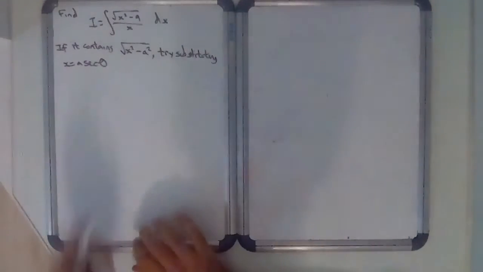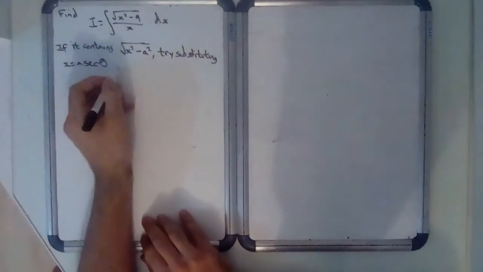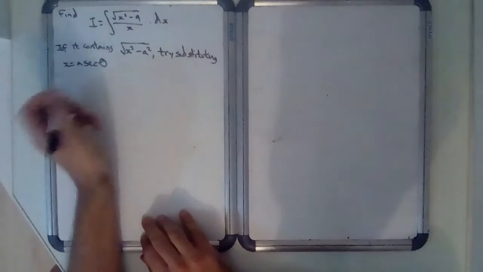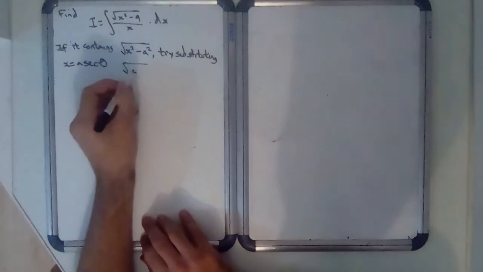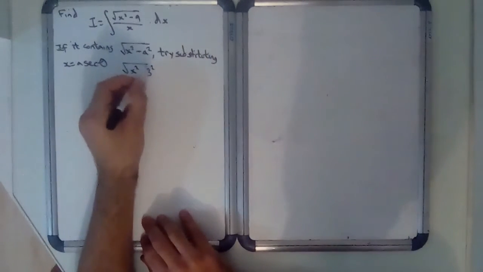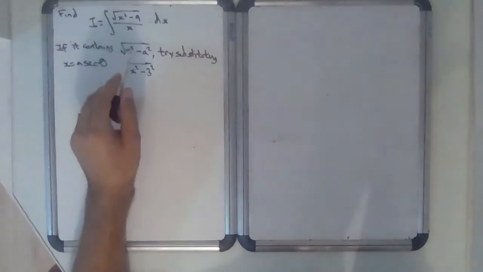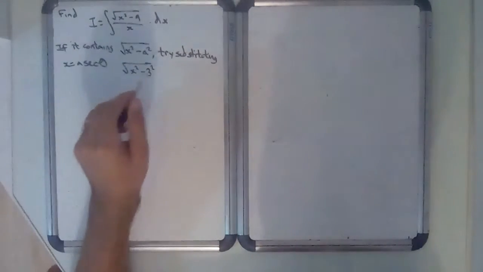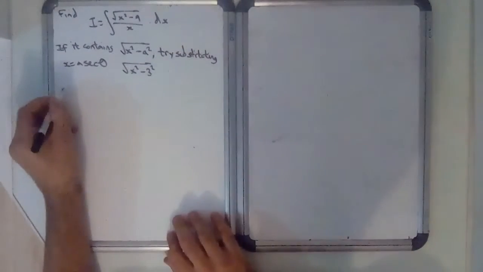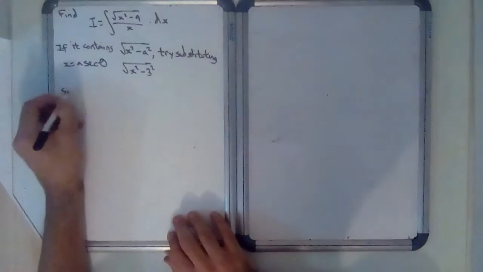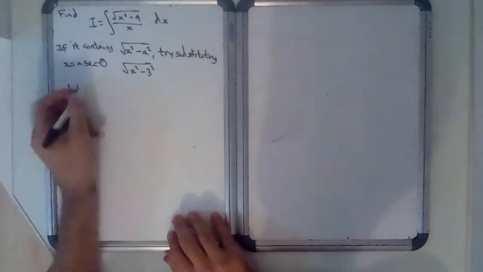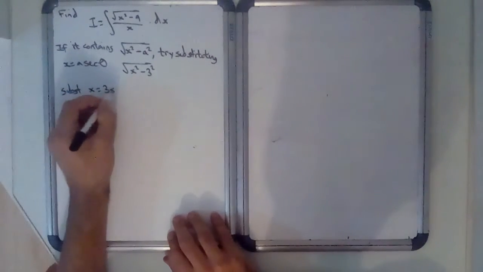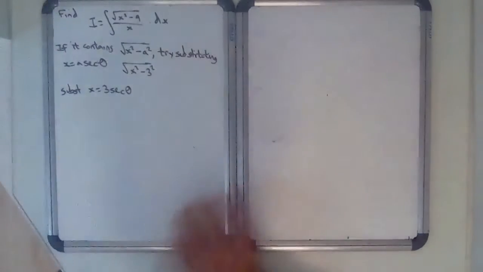Here, at the top, we have a root x squared minus 9, so that's root x squared minus 3 squared. If you compare that to x squared minus a squared, the a is 3. So we will substitute x equals 3 sec theta. That's how we begin.